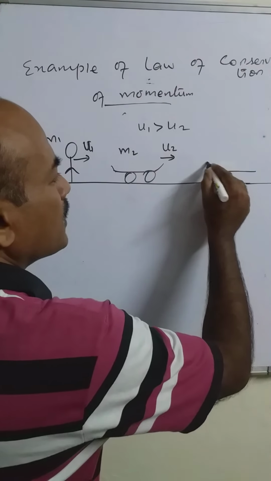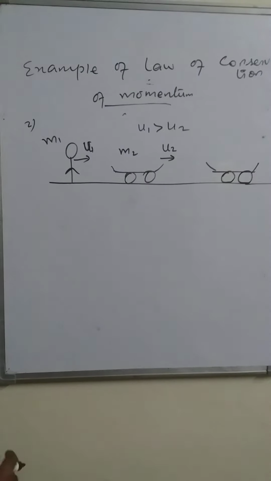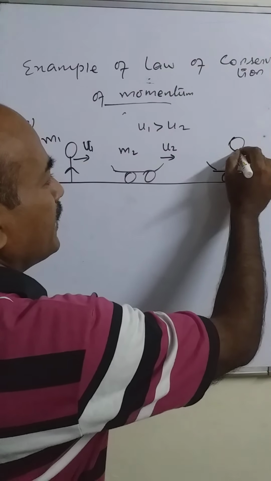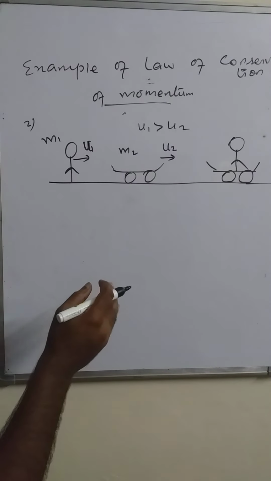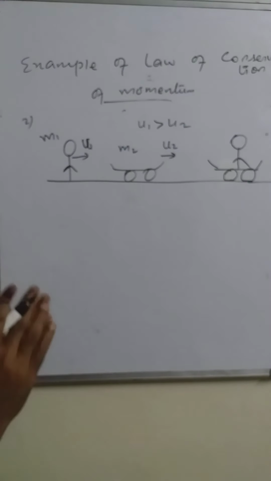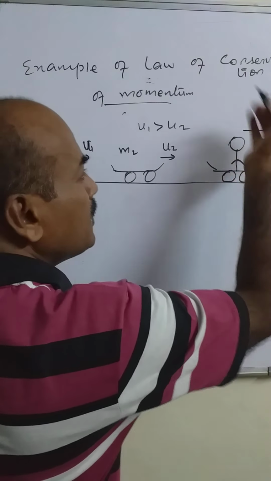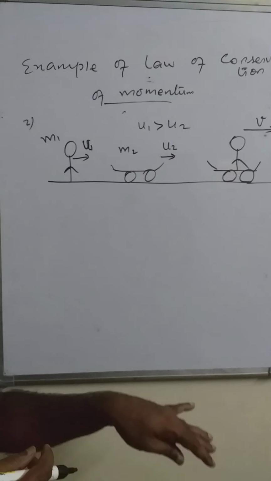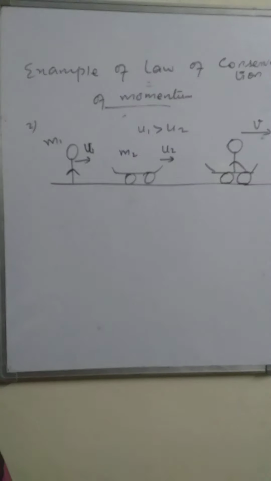After traveling some time, definitely the man can catch the trolley and jump on it. After jumping onto the trolley, you see both trolley and man are moving together. In this case, we can take their velocity as common, because the man is in the trolley and they are moving together, so their velocity is the same.